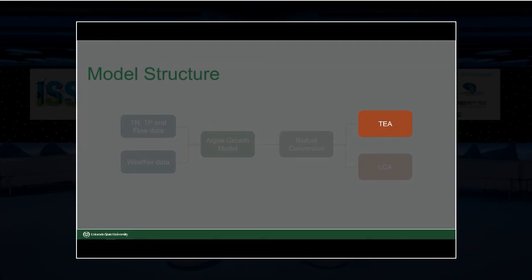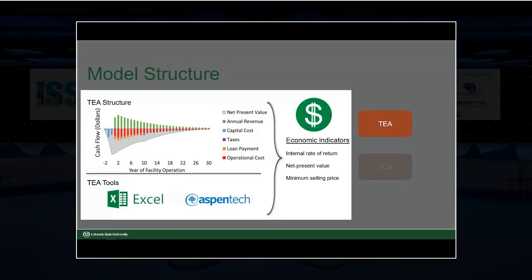After accounting for all the material and energy balances of the system, we determine the cost of the biofuels by conducting a techno-economic assessment. The TEA is broken up into the structure and the tools, where we determine what the minimum selling price is by ensuring a net present value of 0 and an internal rate of return of 10% over the 30-year operation lifetime of these facilities. We also used Excel spreadsheets and Aspen Plus to aid in these calculations.